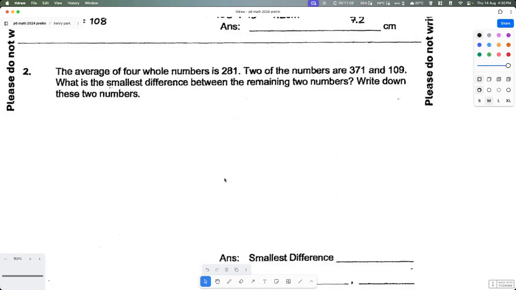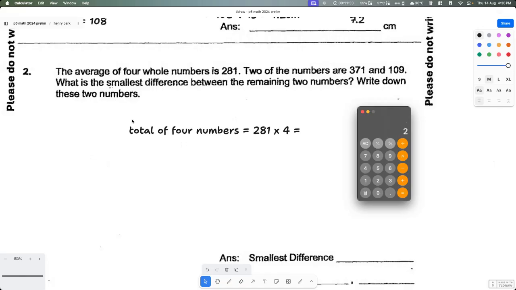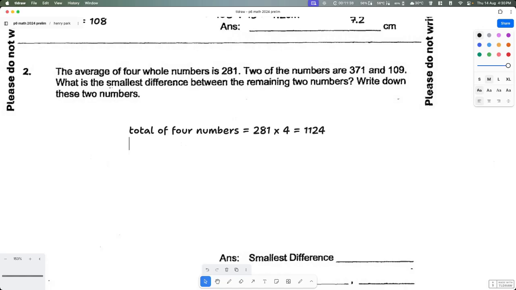Question 2. The average of four whole numbers is 281. Two of the numbers are 371 and 109. What is the smallest difference between the remaining two numbers? So we're going to get the total of four numbers, which is equal to 281 times 4. Let's use our calculator. 281 multiplied by 4 will give us 1124. So the total of the remaining two numbers is 1124.